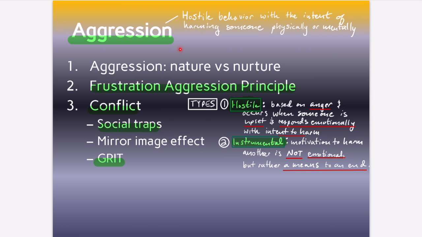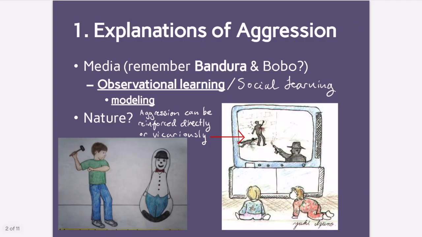So we're going to cover nature versus nurture as it relates to aggression. Are you born with it, or is your environment playing a role? The frustration aggression principle, like we discussed earlier, and conflict, specifically as it relates to social traps, mirror image, and GRIT.